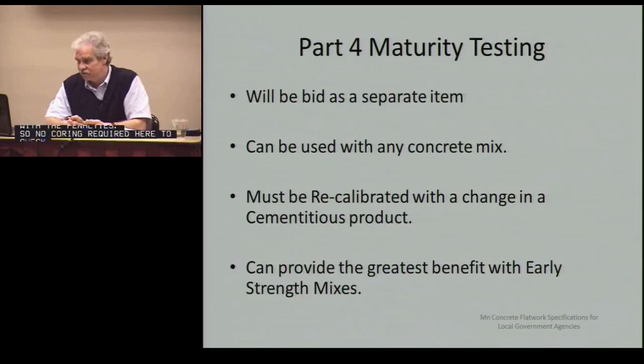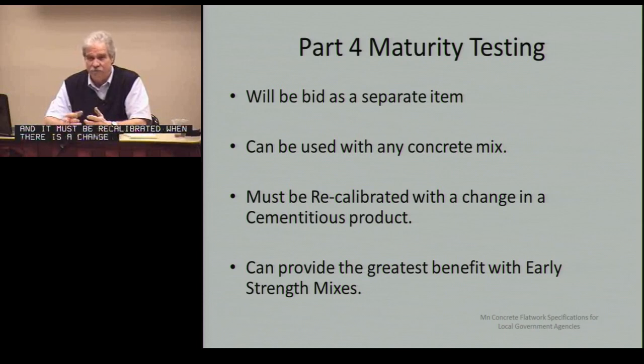The maturity system is a separate bid item. It can be used with any concrete mix, okay? And it must be recalibrated when there's a change in the cementitious product. If you're building with a Lehigh cement, you change and start building with a Holcim cement, you have to rebuild your curve, is the way everybody in the country uses this today. The concrete office is having some research done at Mankato to find if this is true or not. They're purposely building cylinders with different cement products and seeing if it actually makes a change in the maturity curve.